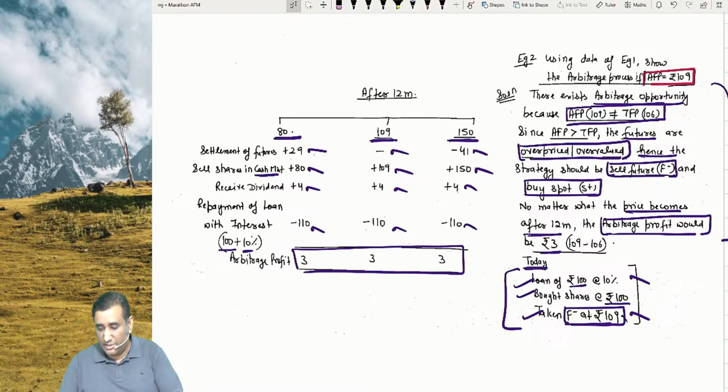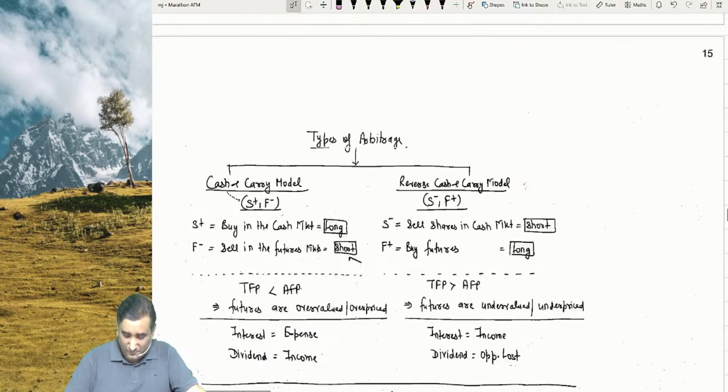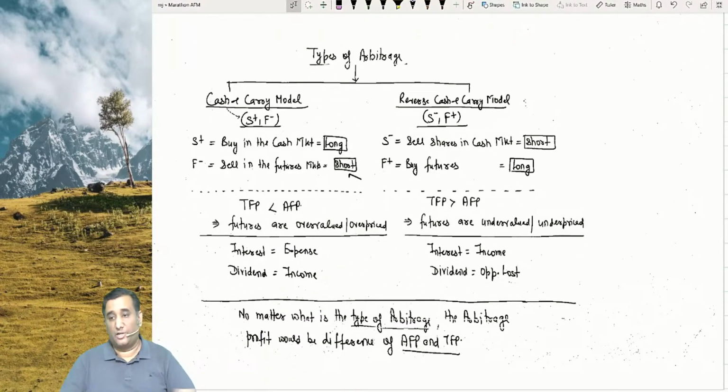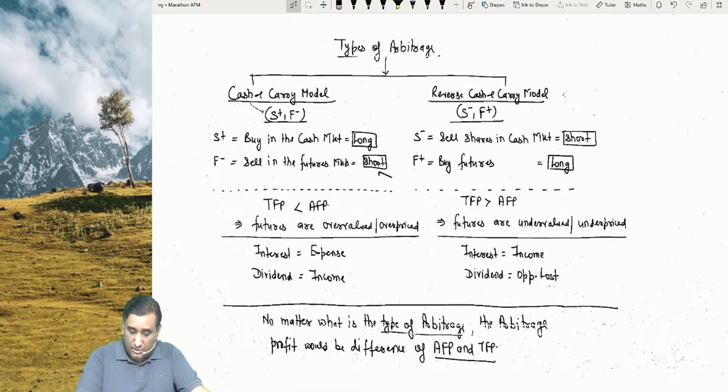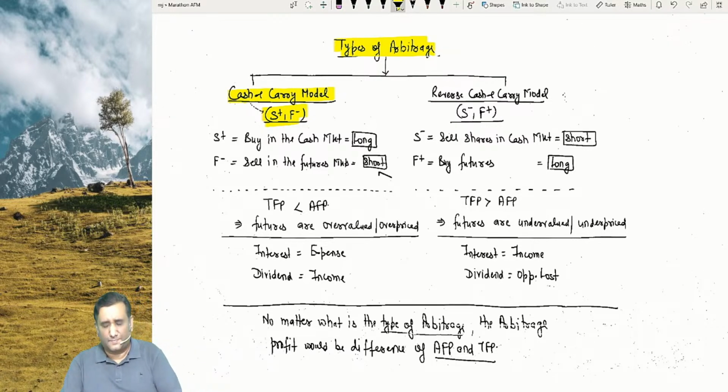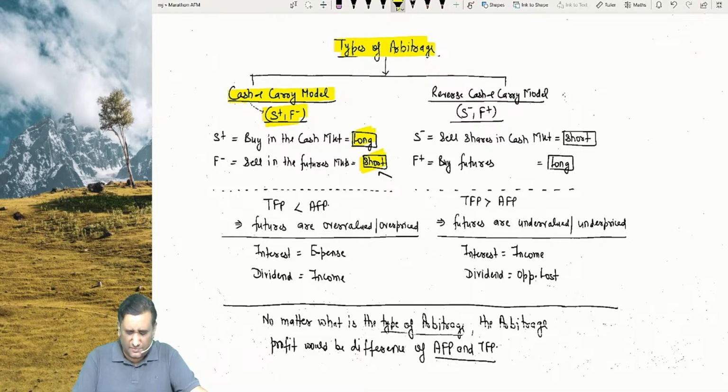Let me read out a theory with you. Types of arbitrage. There are two types of arbitrage. What we have covered is the first one, the cash and carry model. S plus, F minus. S plus is buy in the cash market, you are long; F minus is sell in the futures market, you are short. Reverse cash and carry model, I'll come back to it.